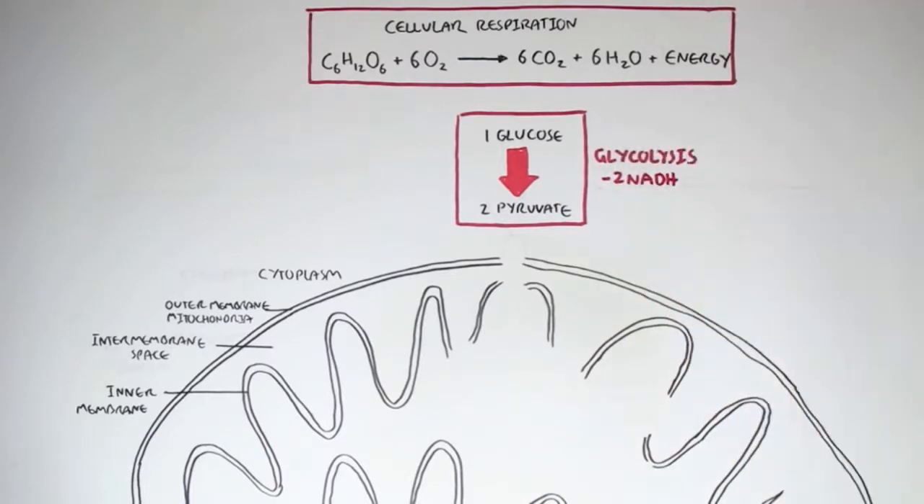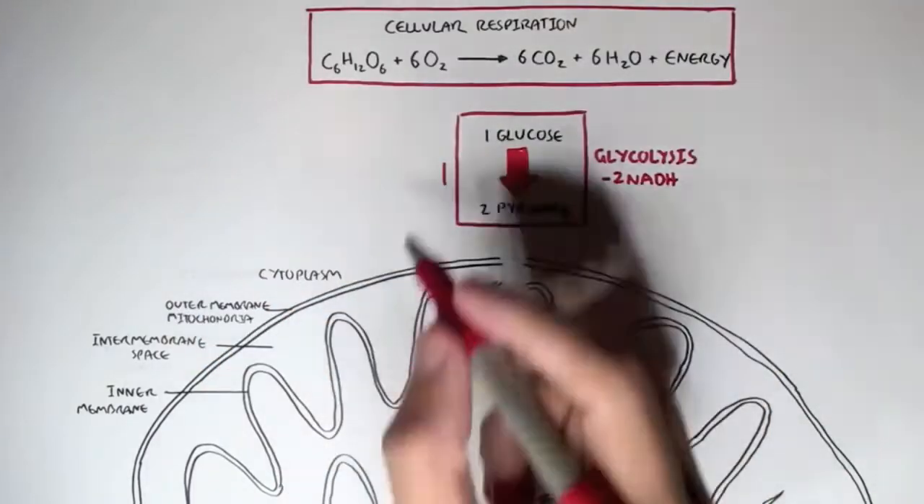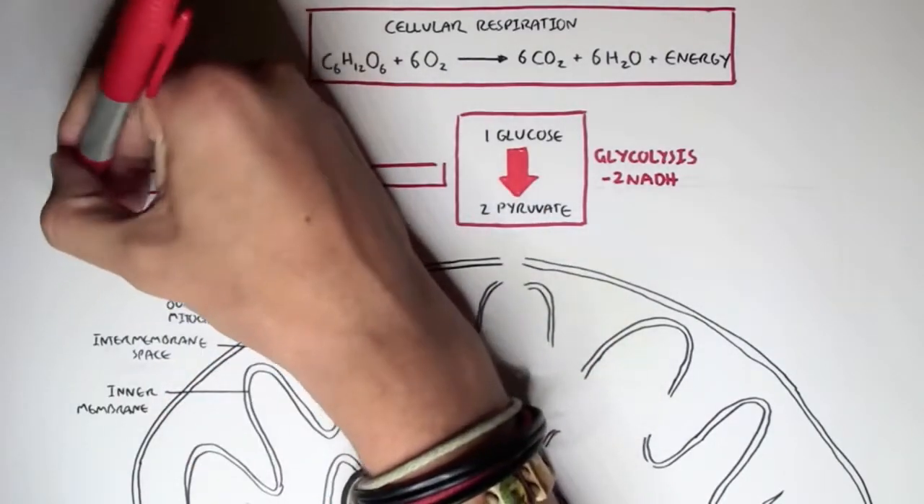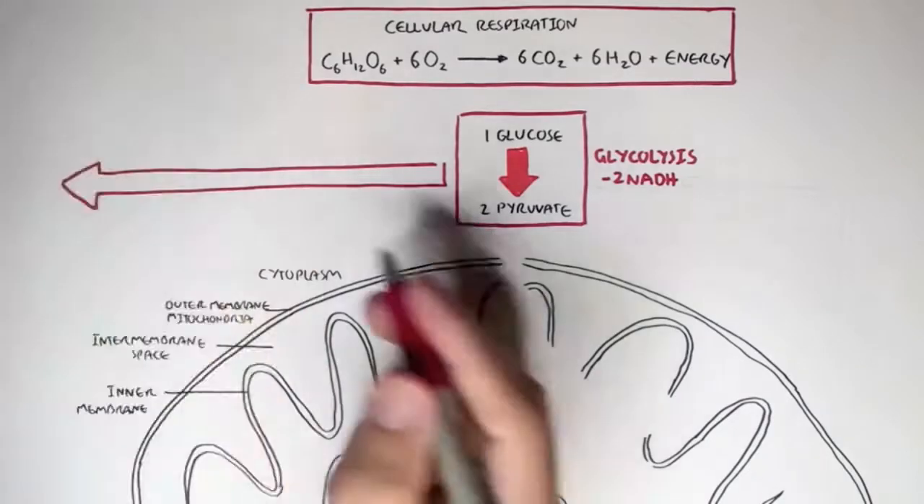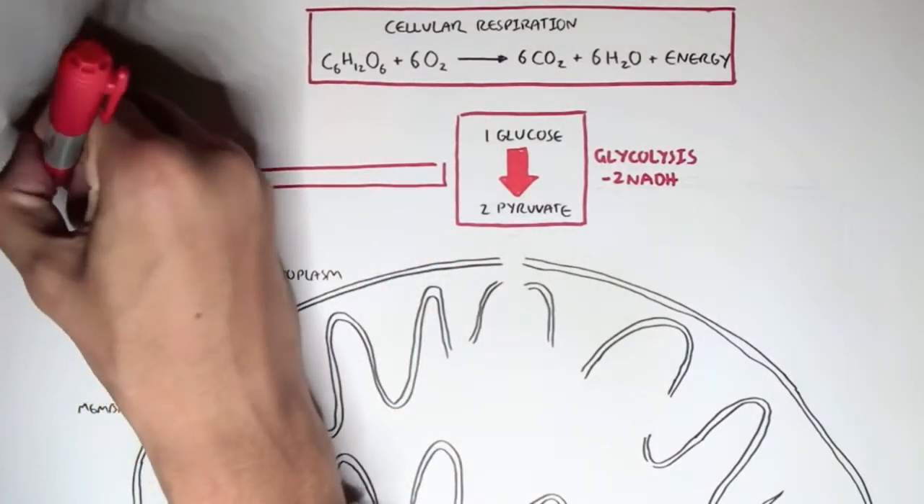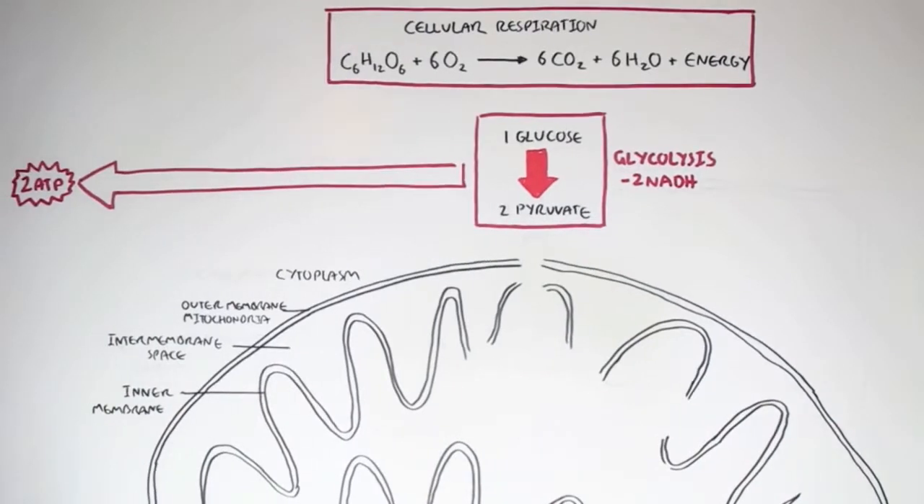Now, glycolysis also produces two important things as well. It produces 2 nicotinamide adenine dinucleotide, or NADH, and it also produces a net of 2 ATPs.